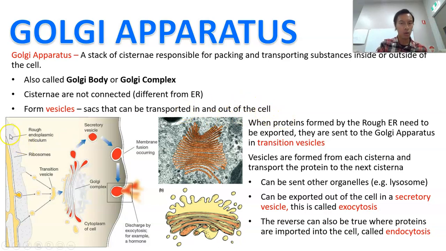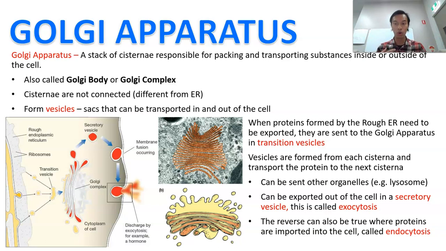So basically, when proteins formed by the rough ER need to be exported, they are packaged into these things called transition vesicles. These transition vesicles attach themselves onto the Golgi body, and they move up each fold of cisterna, and from there it can either be sent to another organelle, like for example the lysosome, or it can be exported out of the cell in what we call a secretory vesicle, and then attaches to the plasma membrane and releases the contents out to wherever it needs to go, right?